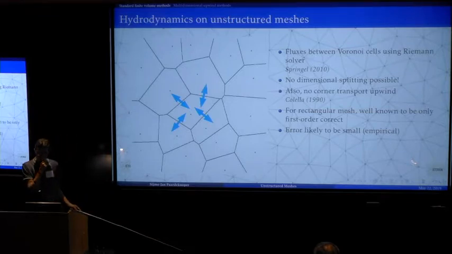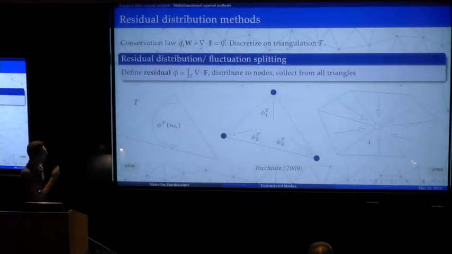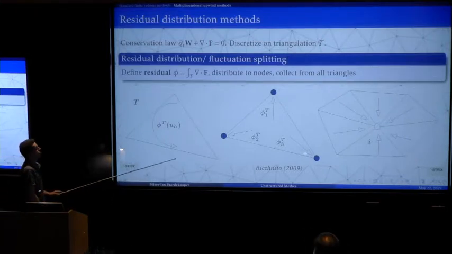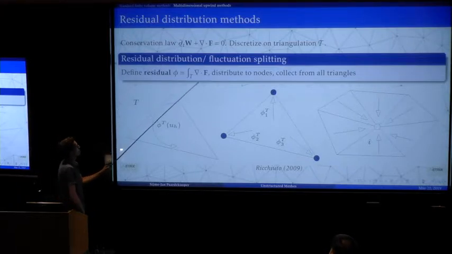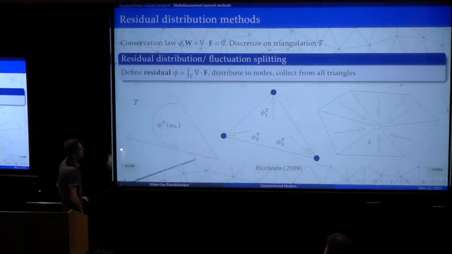I've yet to come across a problem where doing actual strength splitting makes a big difference to the solution. But we can do better, in fact, by using what are called nowadays residual distribution methods. They used to be called fluctuation splitting methods in the 80s.